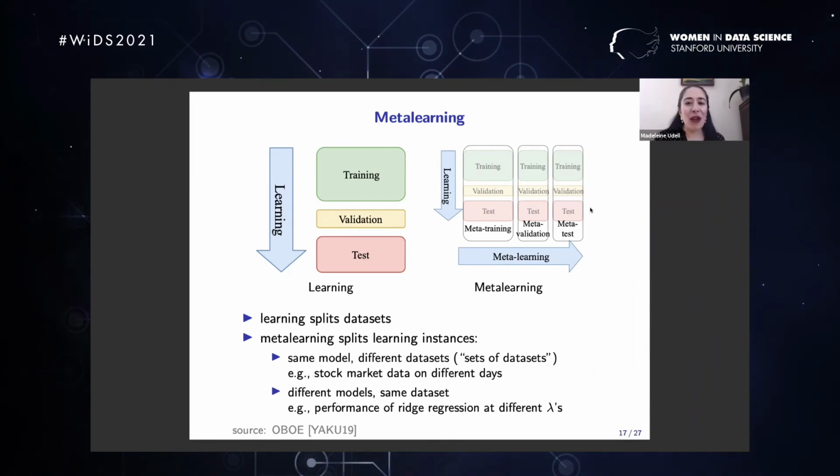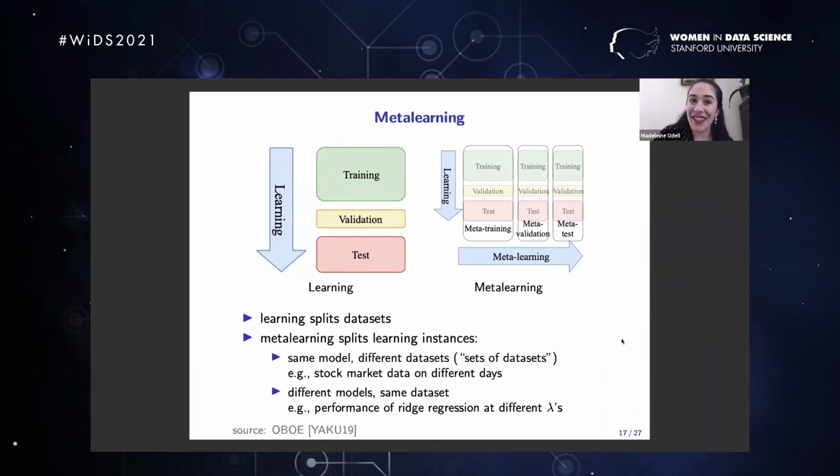So in this case, what you might do is take your set of data sets and split it into a training set of data sets, which we could call meta training, a validation set of data sets, and a test set of data sets. On the meta training set of data sets, you're going to learn a good AutoML model. You could validate the hyperparameters of your AutoML model on the meta validation set, and you can test how well your AutoML model works on the meta test data set.